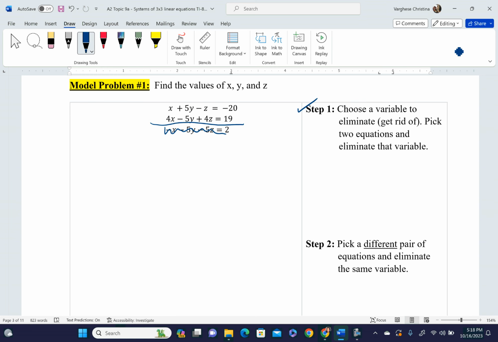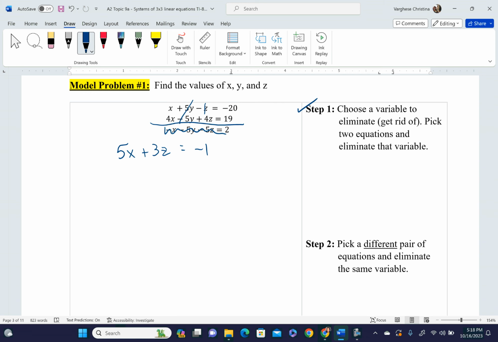I notice that if I do a plus 5y and a minus 5y, these are going to cancel out when I combine them. x plus 4x is going to give me 5x, and then negative 1 plus 4 is going to give me 3z is equal to, and all I'm doing is combining these. And 19 and a negative 20, when I combine that, I'm going to get a negative 1. So all I did, step 1, is I picked a variable to get rid of. I saw that y was easy to get rid of, so I combined those terms and I got rid of the y's. And now I have an x and a z.